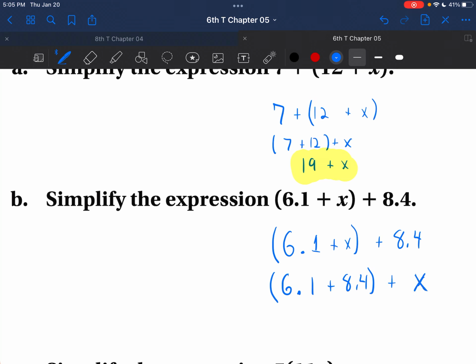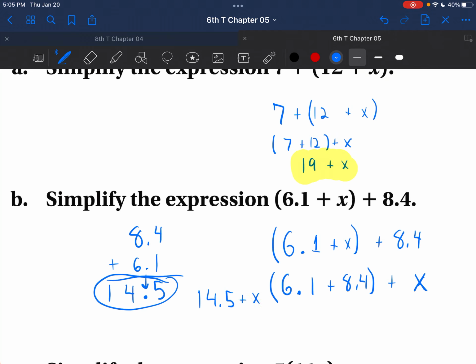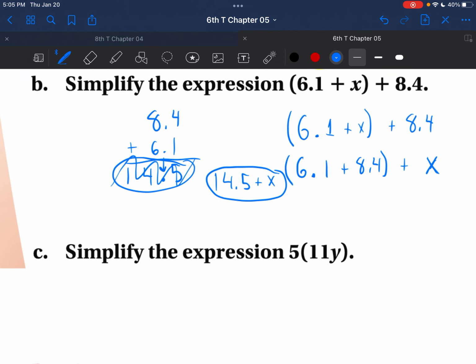Can we now simplify this problem? Yes, we can. We just need to add. So 8.4 plus 6.1. Let's see. 4 plus 1 gives you 5, and 8 plus 6 gives you 14. Bring down your decimal, and your answer for this problem is going to be 14.5 plus x, like that, okay? All right, let's try a few more.